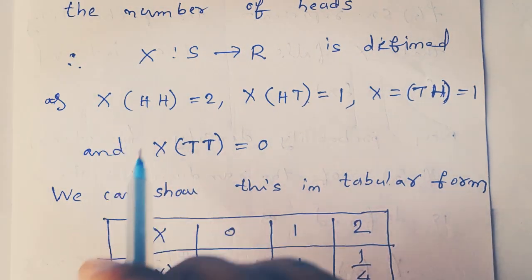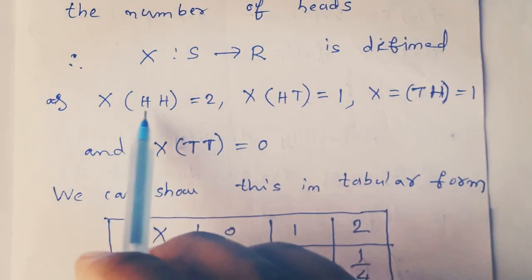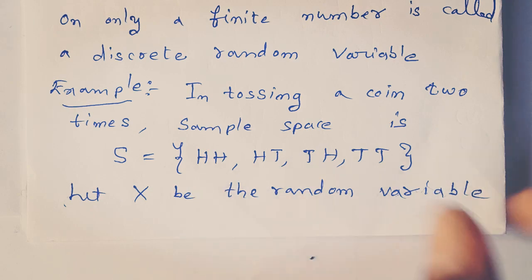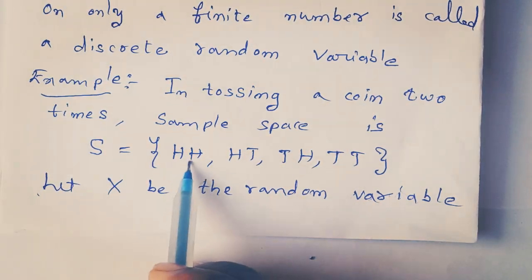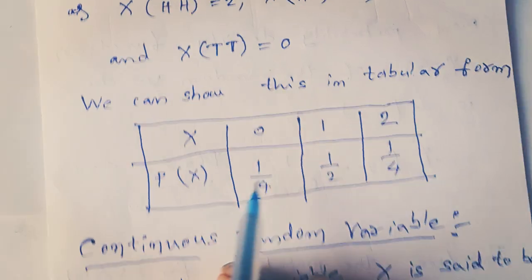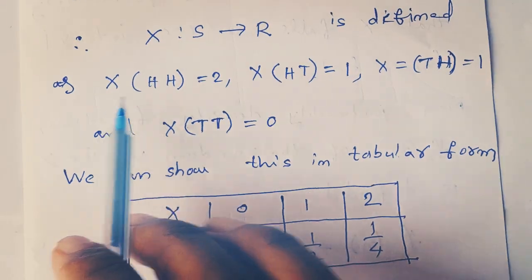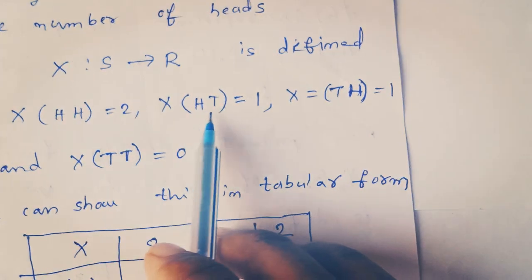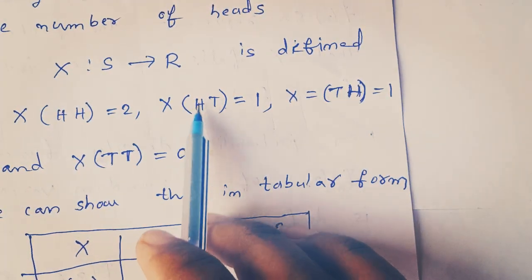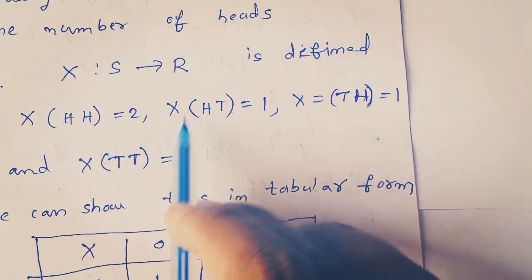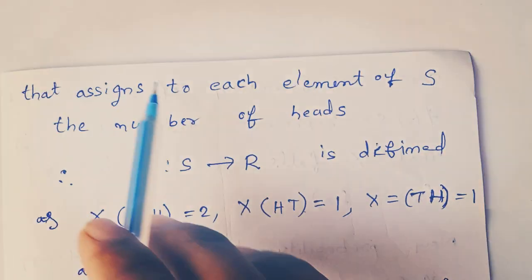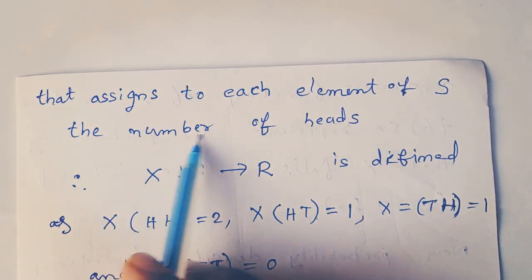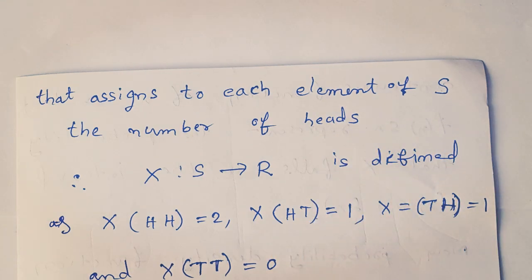Since X is the number of heads in an outcome, in the first outcome of S, HH, there are 2 heads. Therefore X of HH is 2. And X of HT means the number of heads in this outcome, because X is defined as assigning to each element of S the number of heads in an outcome.